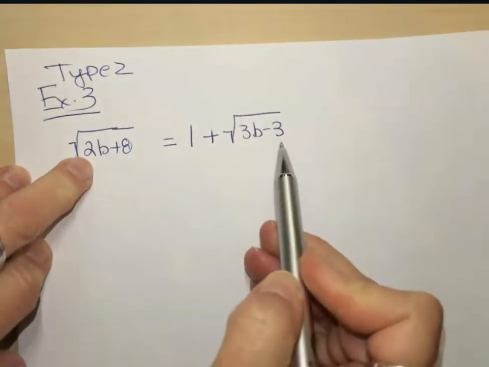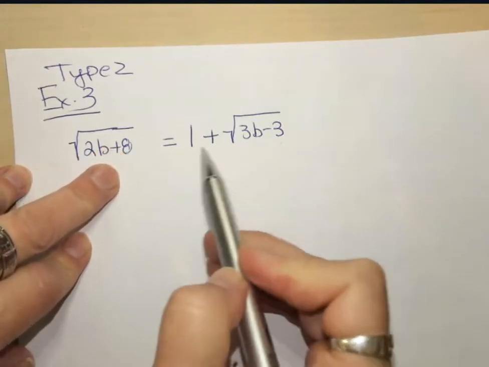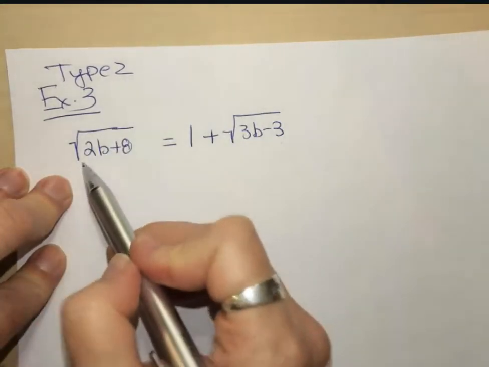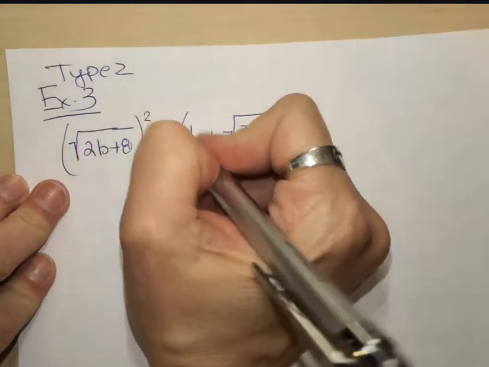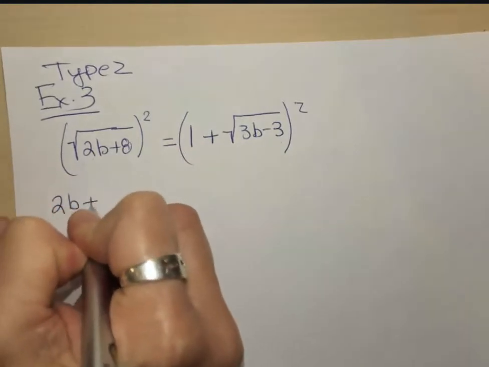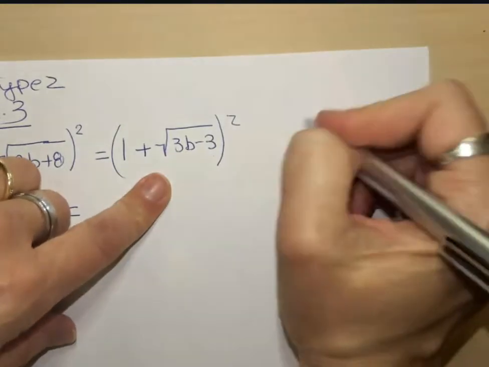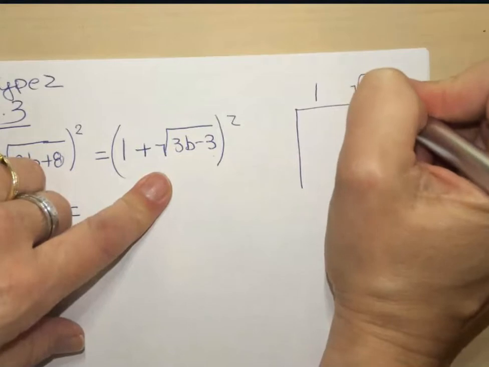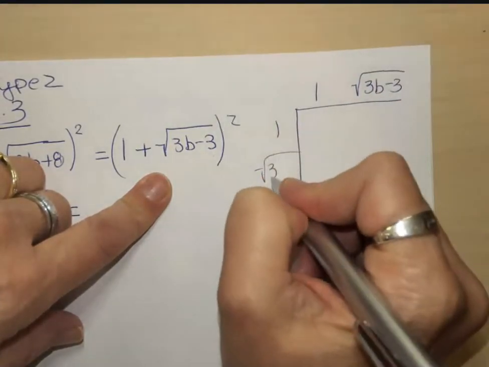Now, these two radicals I can't combine. If I could, I would, but I can't combine those, and I've got a 1 plus. So I need to have one radical by itself, and then I'm going to square it. So I'm going to go ahead and square this. And then I'll end up with 2b plus 8 equals, all right, so now when I square this, it's going to be a little bit gnarly because I have 1, I have this 3b minus 3, I have 1, and I have the square root of 3b minus 3.